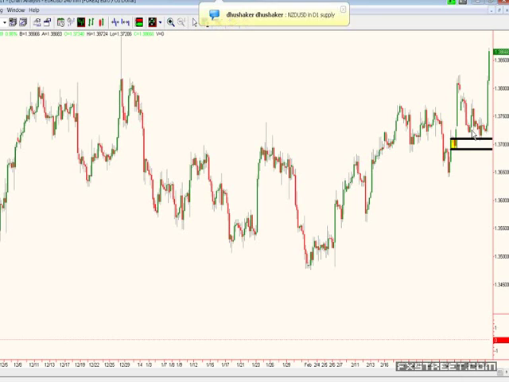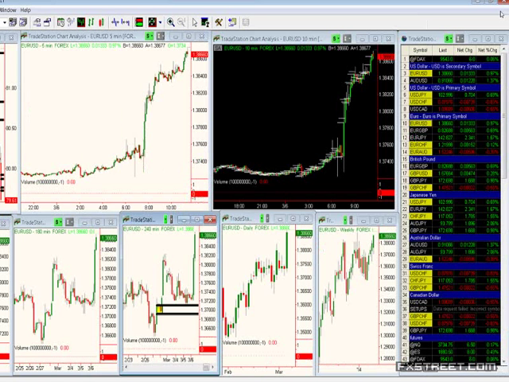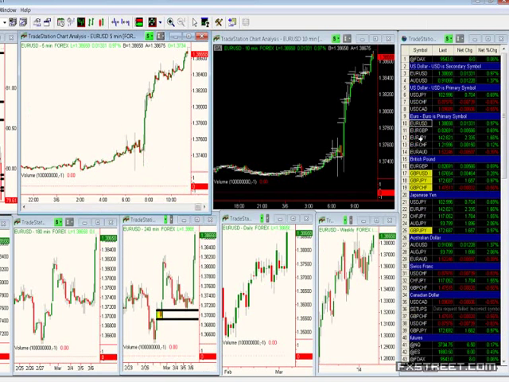Because Drew, remember, those are already pullbacks into levels. So those are levels, but those are not fresh levels. Right? Those are levels, but not fresh levels. Yeah, sure, Conrad. We can look at the euro yen.